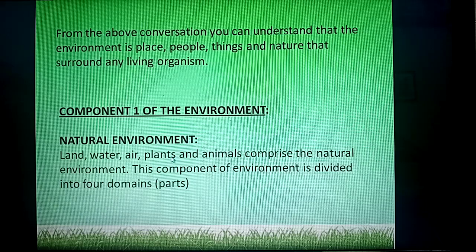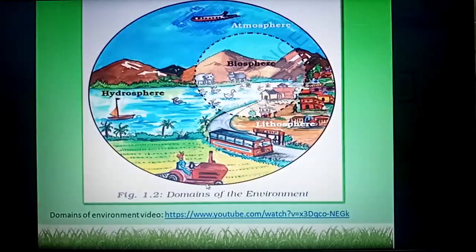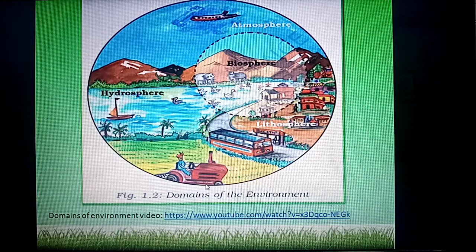Environment with the diagram. So first of all, the component of environment, that is natural environment. Over here, land, water, air, plants and animals comprise the natural environment. This component of environment is divided into 4 domains. Let us see the domains. What are the domains? You can see the diagram given here.